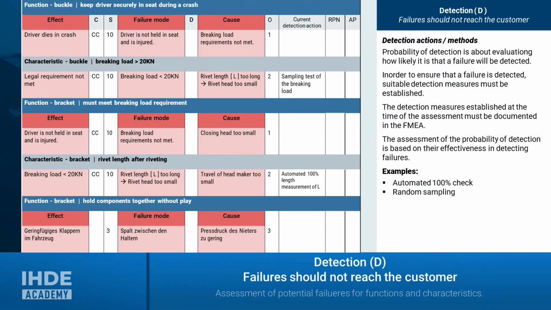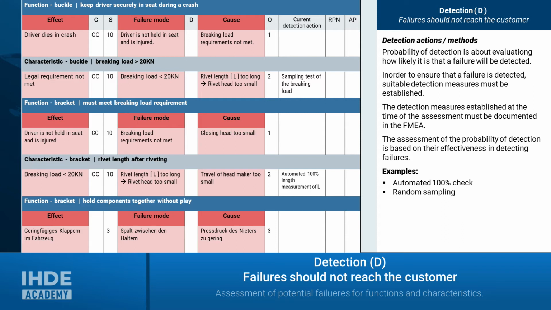So, next are the detection probabilities. Probability of detection is about assessing how likely it is that a failure will be detected. In order to ensure that a failure is detected, suitable detection methods must be established. The detection methods established at the time of the assessment must be documented in the FMEA. The assessment of probability of detection is based on their effectiveness in detecting errors.